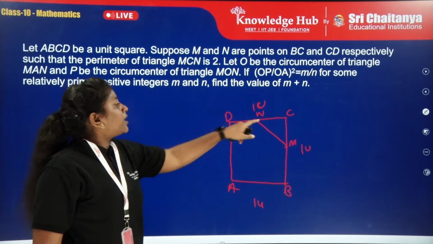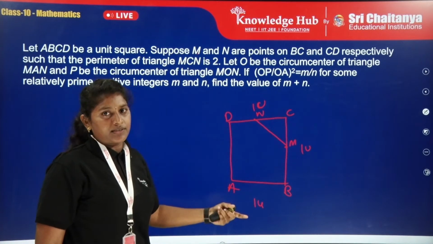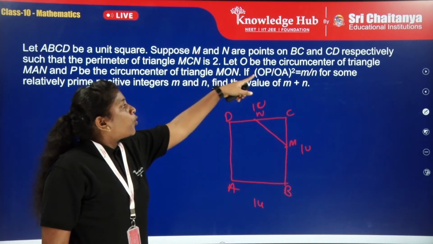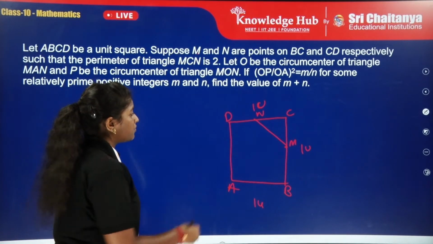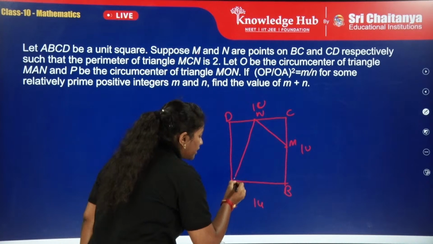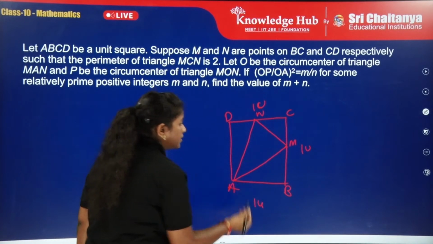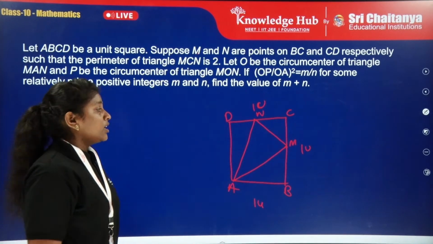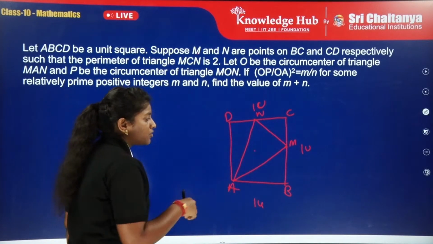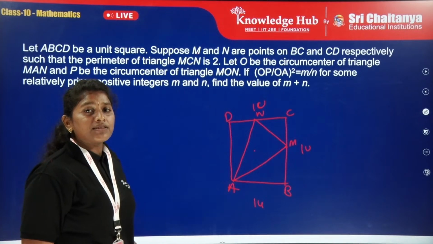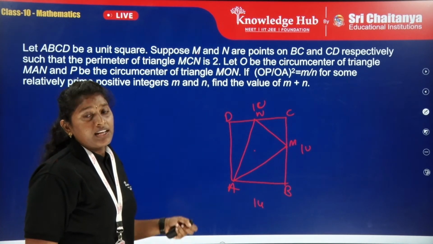Now they are saying that the perimeter of this triangle is 2 units. Okay. So now let O be the circumcenter of the triangle MAN. How can we get the triangle MAN? By joining M with A and N with A. Here they are saying that O is the circumcenter of the circle which is passing through the triangle MAN.